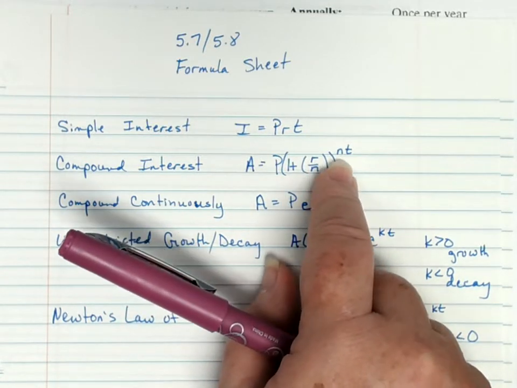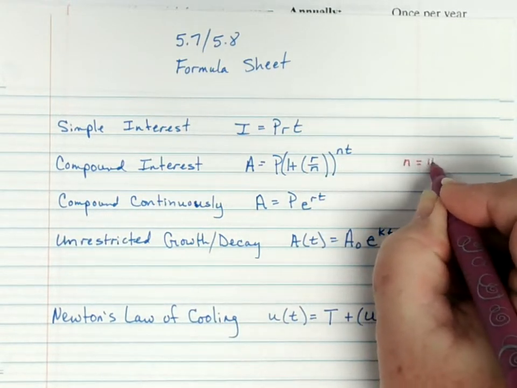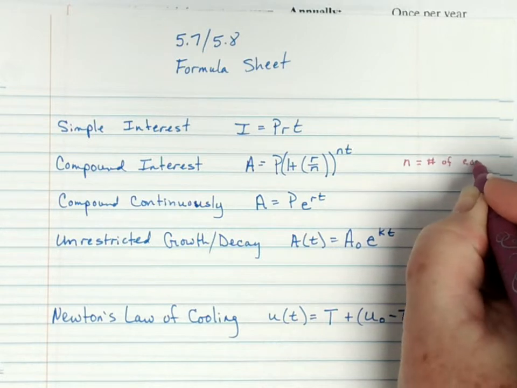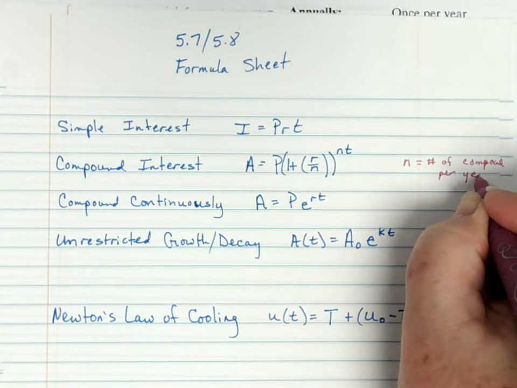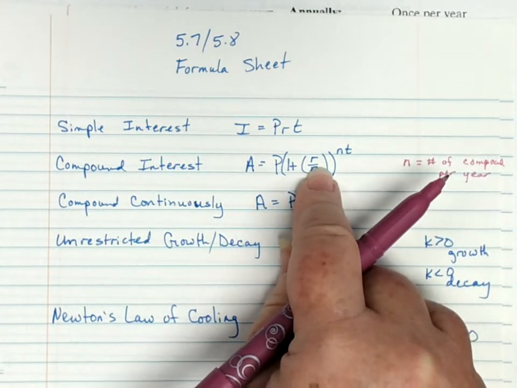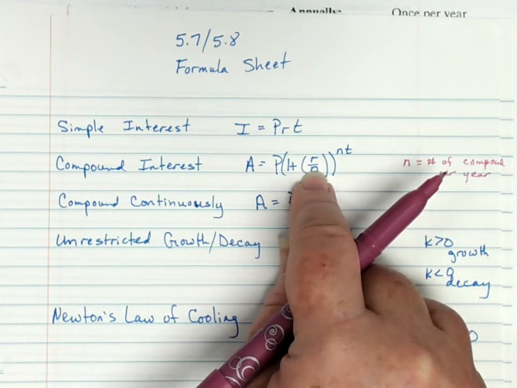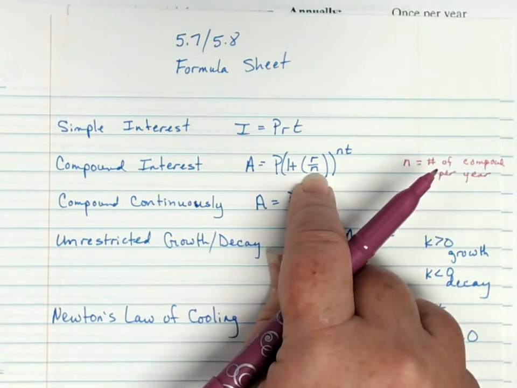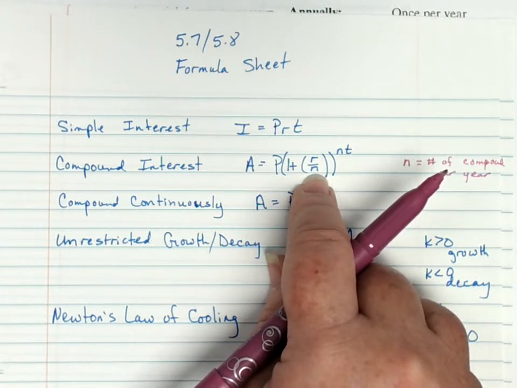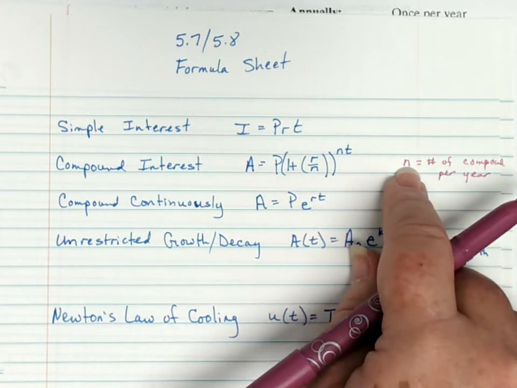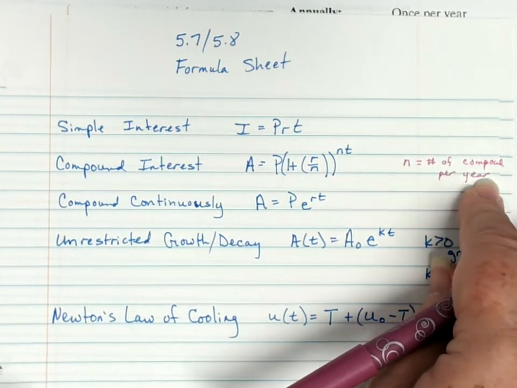So what are these extra n's? The n represents the number of compound periods per year. And quarterly would be 4 compound periods per year. So anywhere, if it was quarterly, I'd use 4 here. If it was monthly, I'd use a 12 here. If it was daily, I'd use a 365 here. So understand that n in this situation right here is the number of compounds per year.